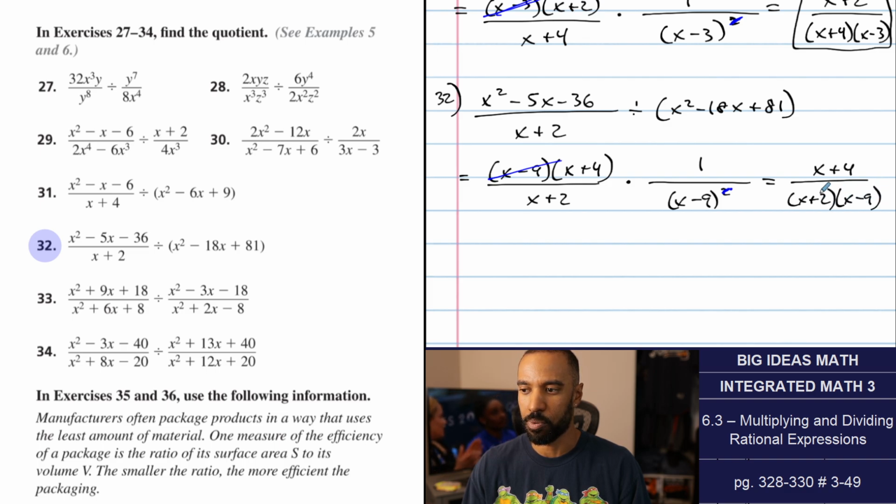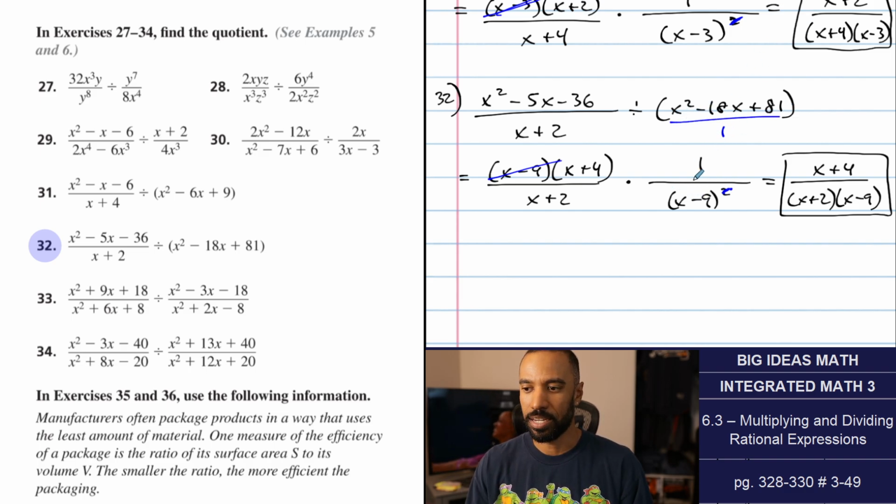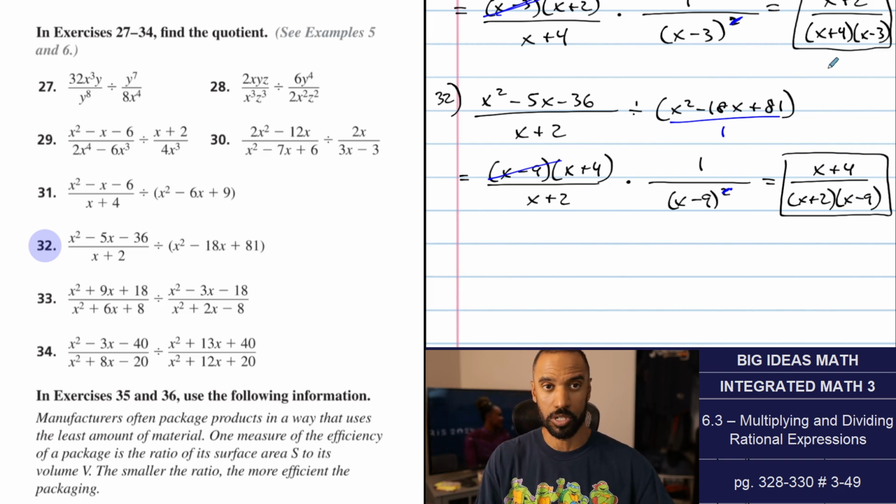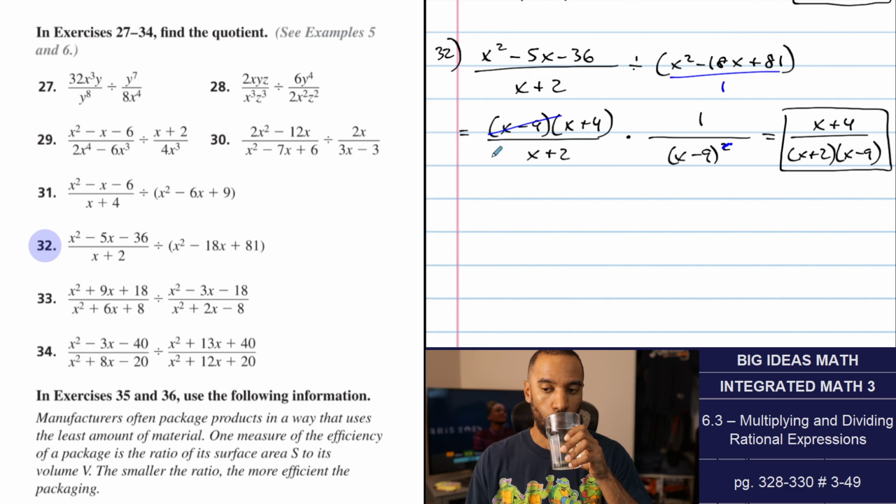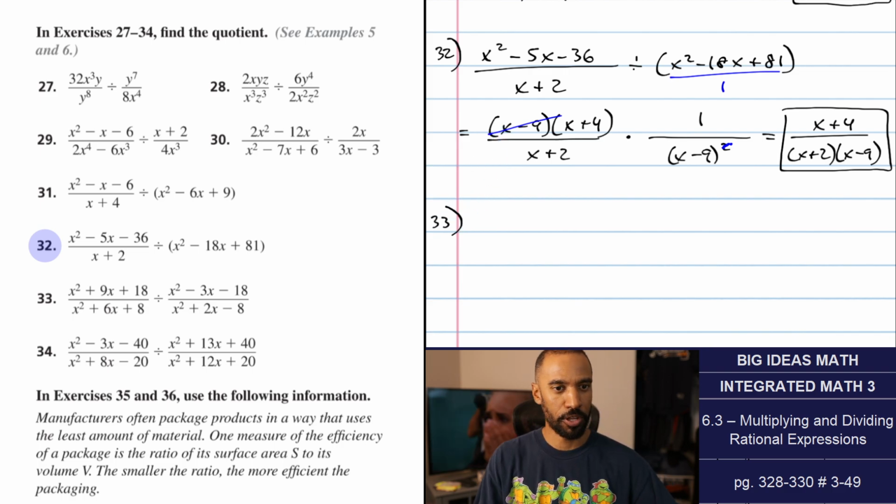And just like the previous problem, the original denominator didn't have any x's in it, the over 1, so no restrictions there to mention. And nothing that canceled doesn't still exist in the denominator still, so no extra restrictions to mention. Number 33.